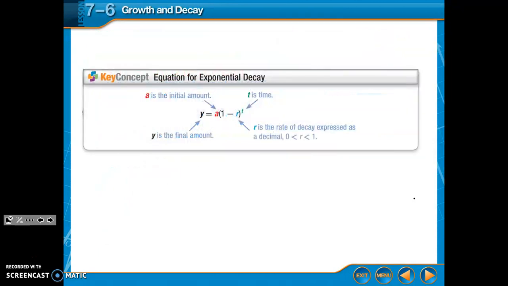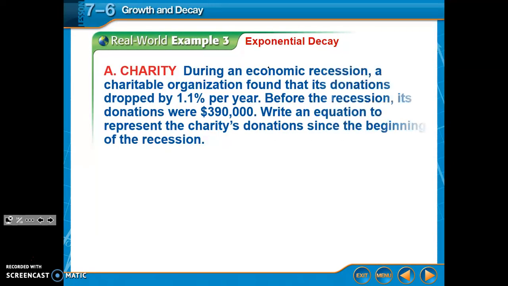Okay, the next we want to look at is exponential decay. In this case, this is where the amount is decreasing with time, whereas before we were looking at things growing and stuff. So here it's the same. All the variables still mean the same thing. The only difference between growth and decay is in this case it's minus the rate. Okay, so it's going to be 1 minus whatever the rate is as a decimal. Okay, so let's do one of these.